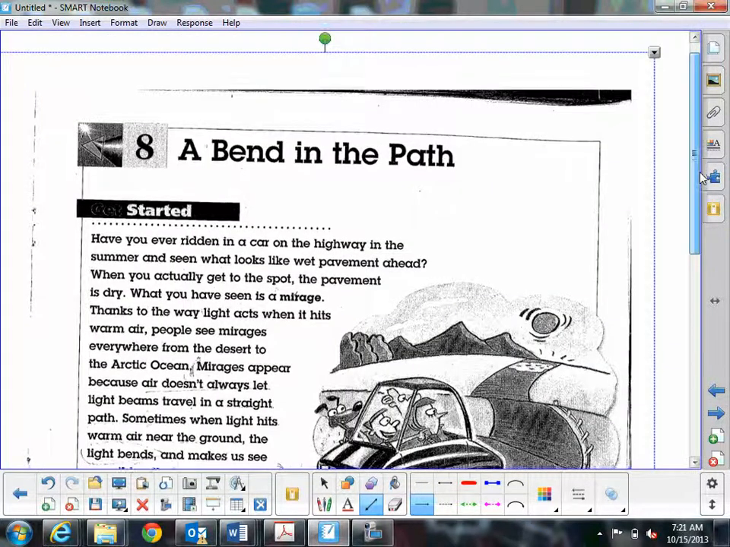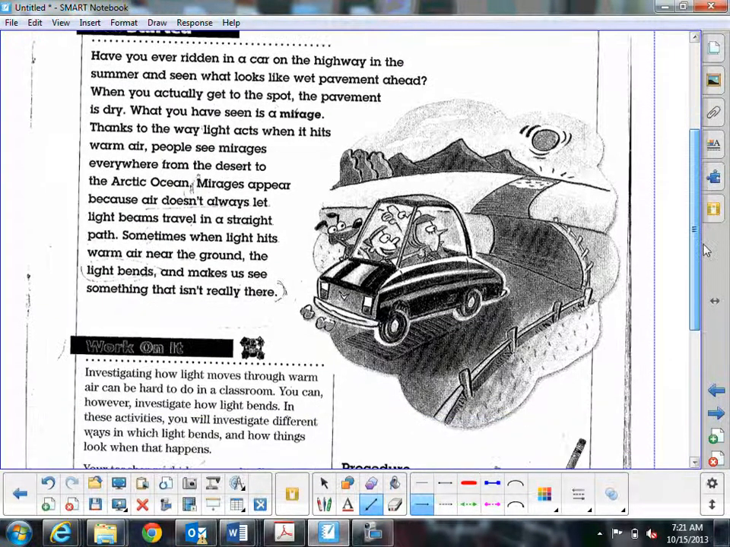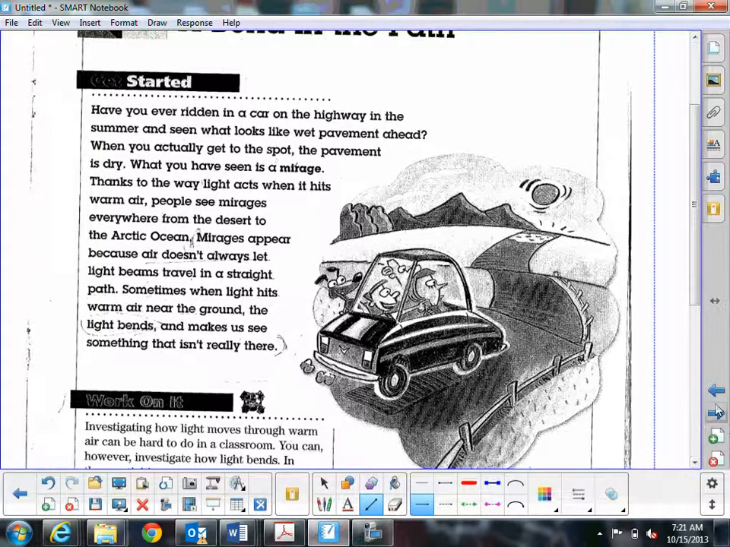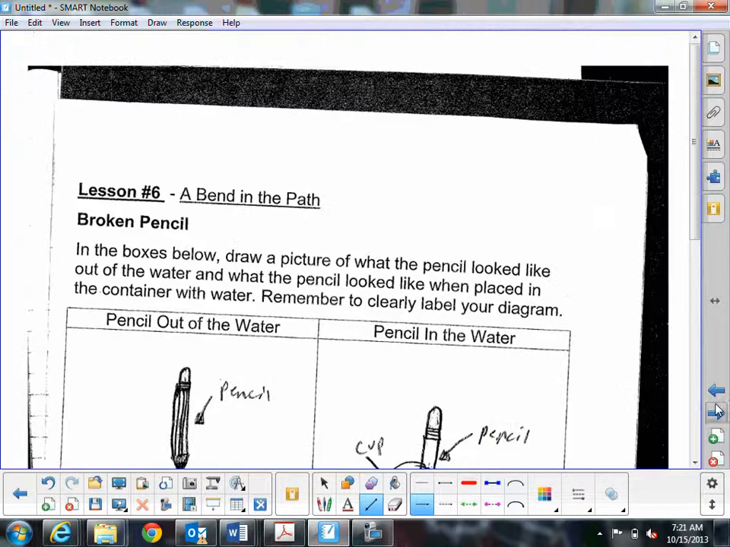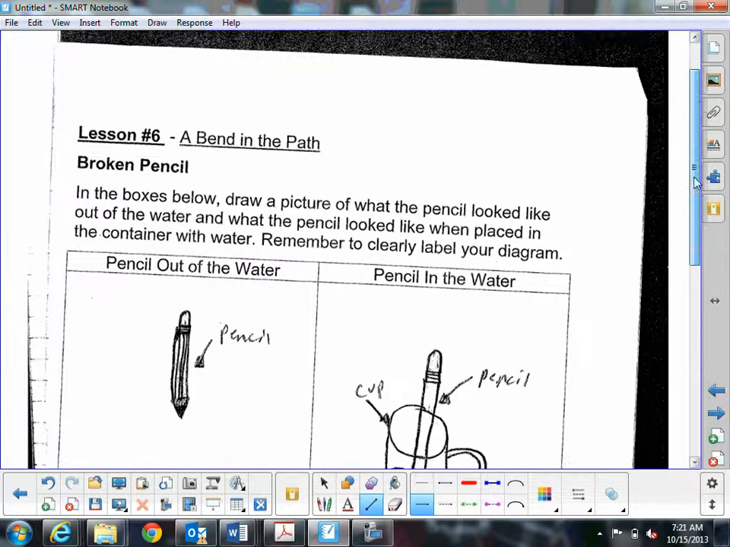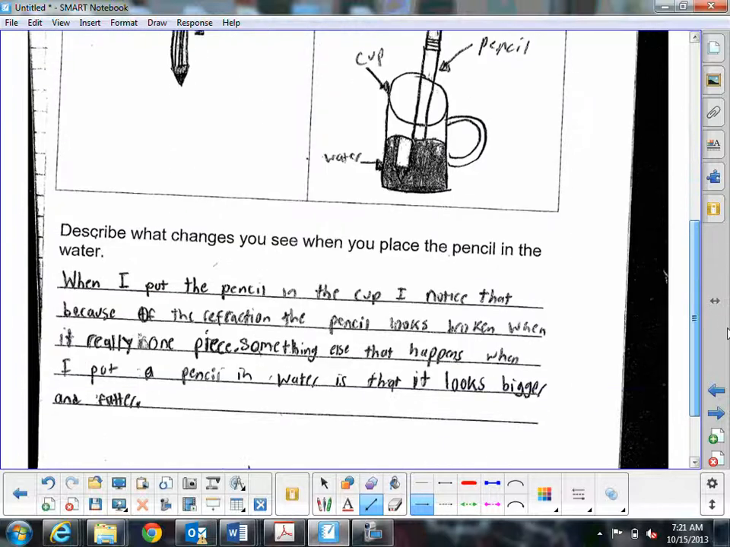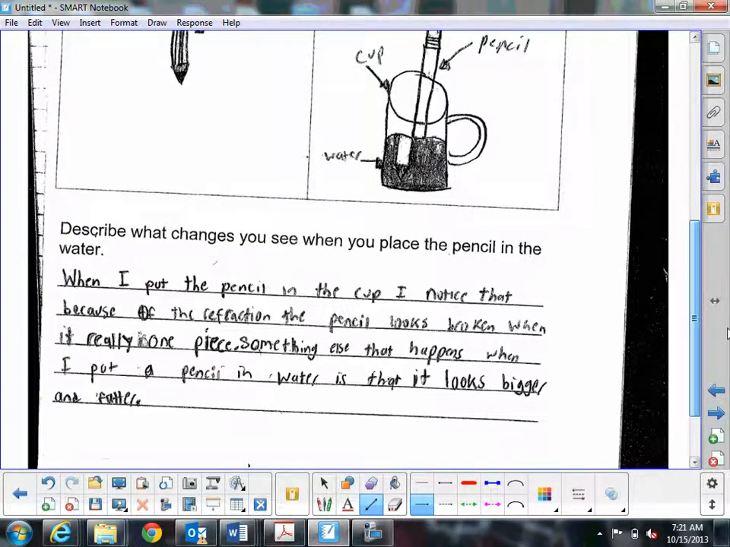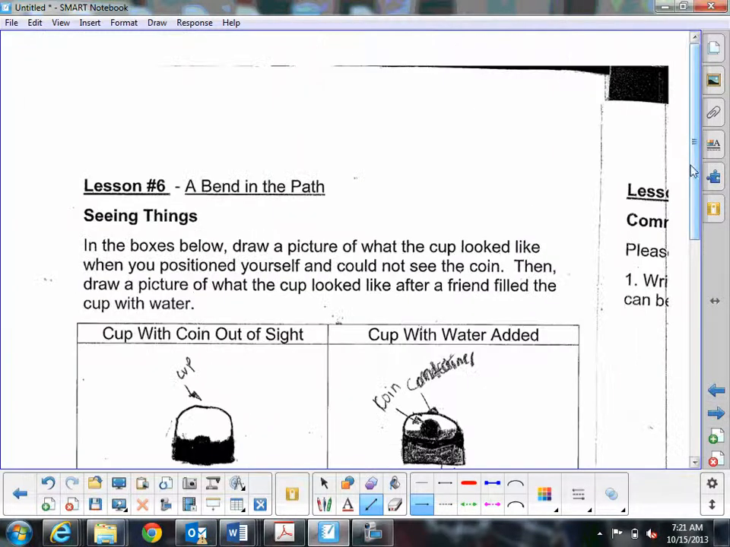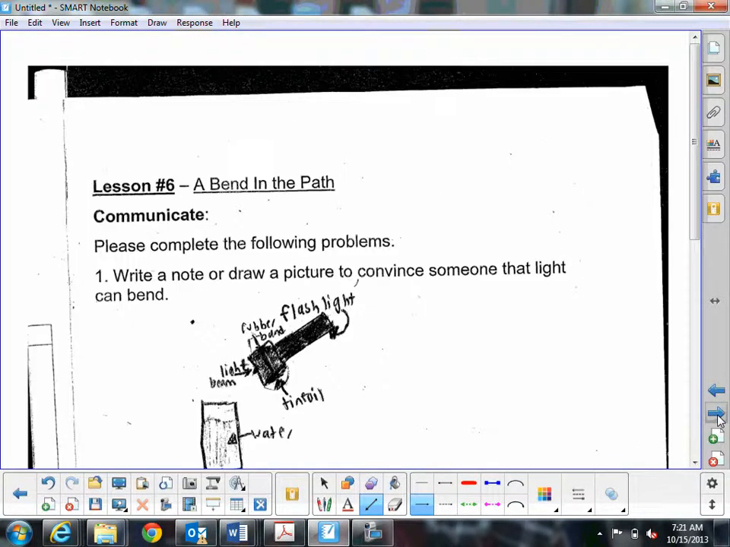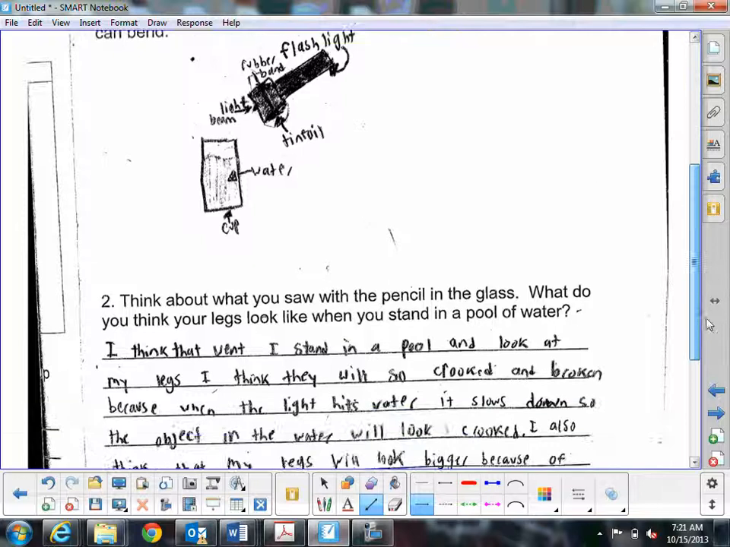A bend in the light. So this is when we started talking about refraction. And this was the experiment that we did here. Let's go in and out of water. You should have these pages done.